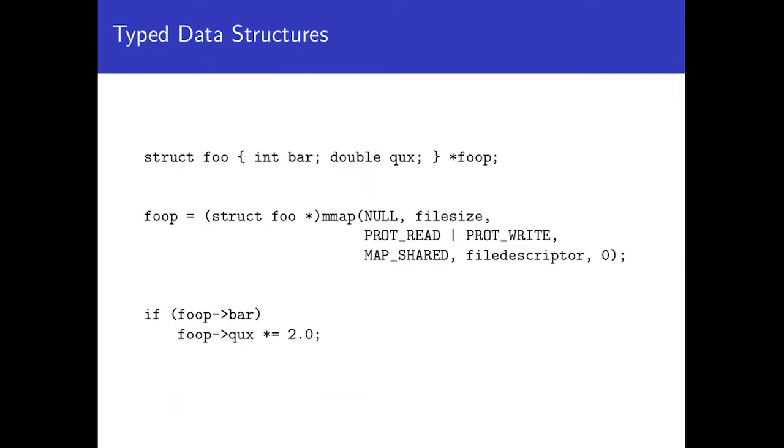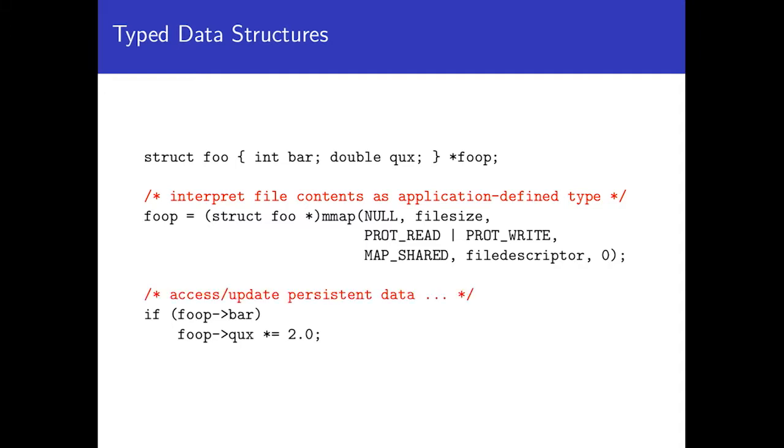Now, applications typically want to define their own data types, and they want type-checked access to it. That's not a problem either. Here we have an application-defined data type. When we memory map persistent data into our address space, we use a pointer cast on the return value of mmap to interpret the contents of the backing file as an instance of the application-defined type. This again allows us to access persistent data with loads and stores, but this time we get more interesting type checking. Okay?